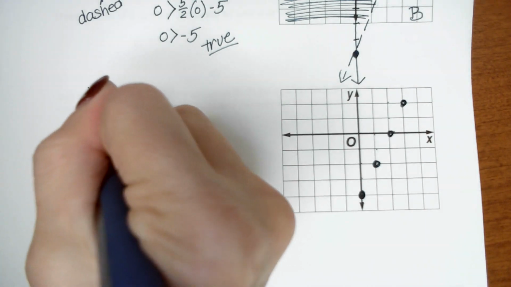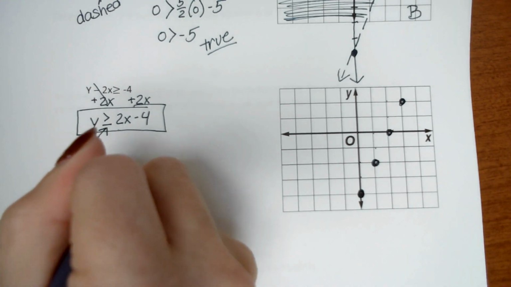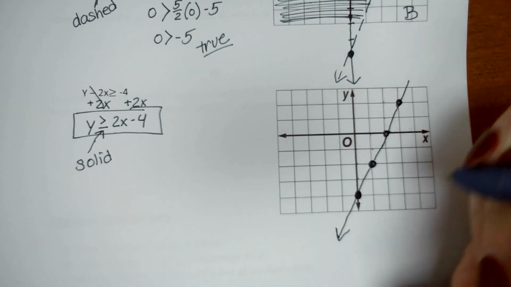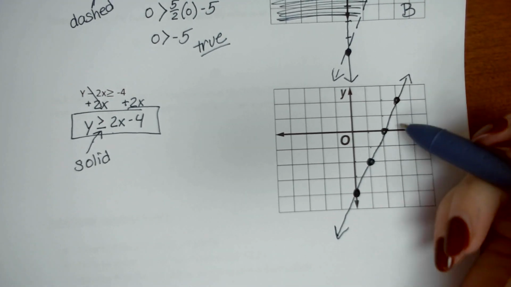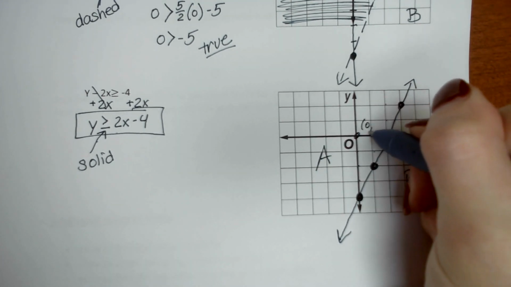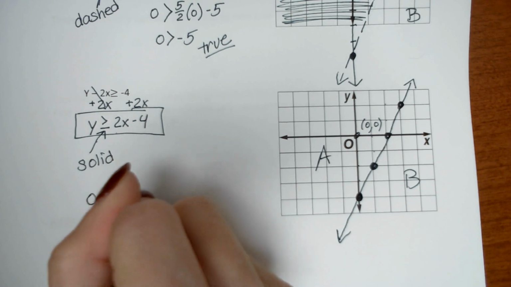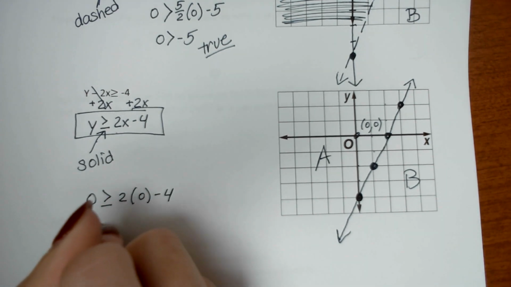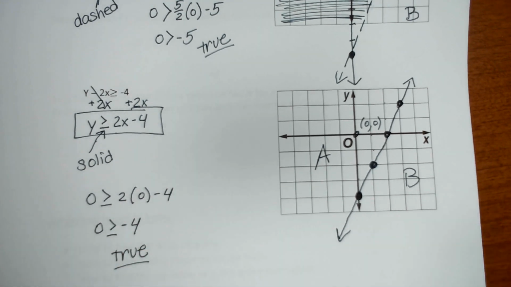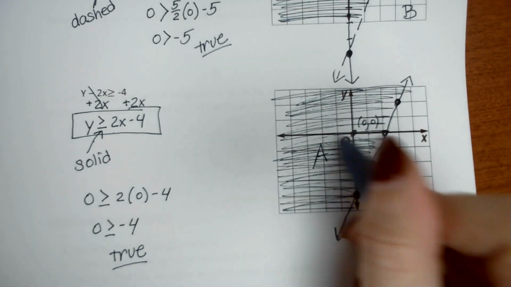Now, I look and see, is it going to be a solid or a dashed line? This time it's a closed symbol, so this will be a solid line. So I'm just going to connect it with the solid line as straight as possible. This one's a little messy. And then I'm going to label my sides and pick my test point. So my test point is 0, 0, so 0 is greater than or equal to 2 times 0 minus 4. So 0 is greater than or equal to -4. That is a true statement as well. So side A is our solution set for this inequality.